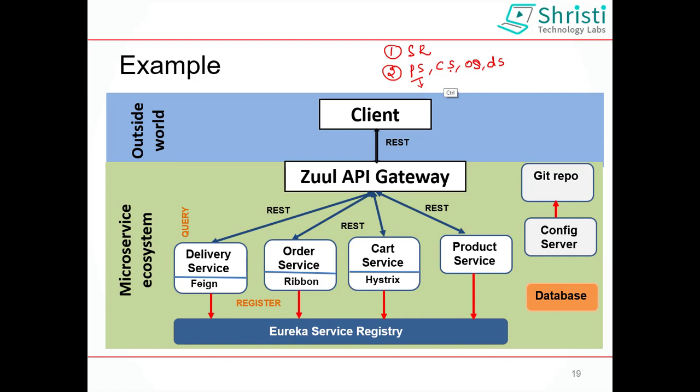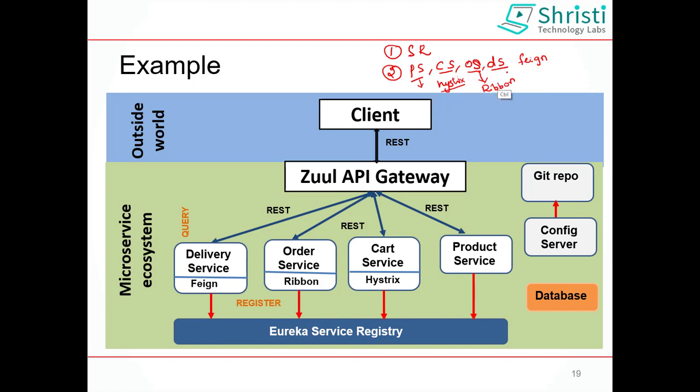Next one is cart service. Cart will try to connect to product service, but I want to add the fault tolerance library Hystrix. So by this way, we will understand the component Hystrix. Next is order service. In case of order service, we will try to do client-side load balancing by adding Ribbon. Next is delivery service. In case of delivery service, we will try to include Feign. Feign is a declarative client.